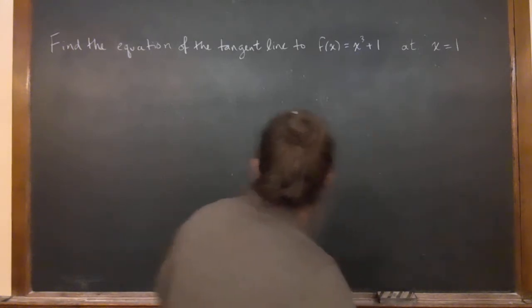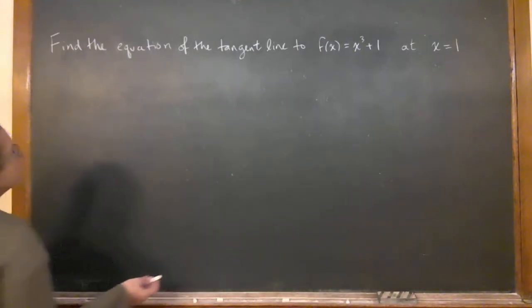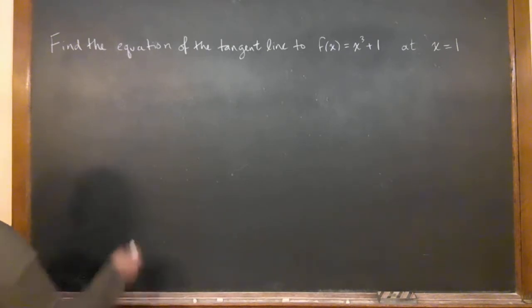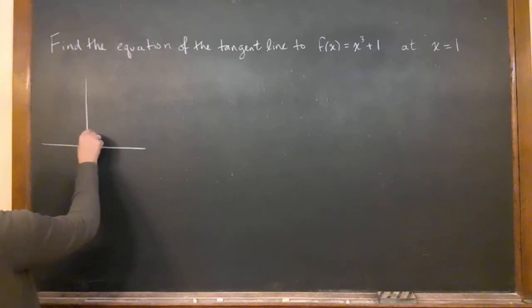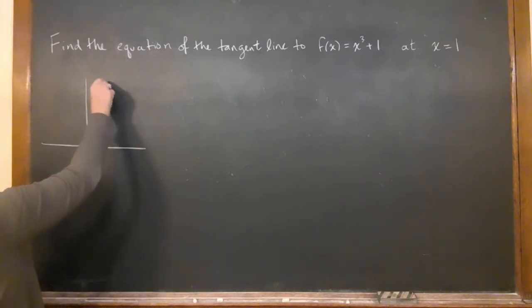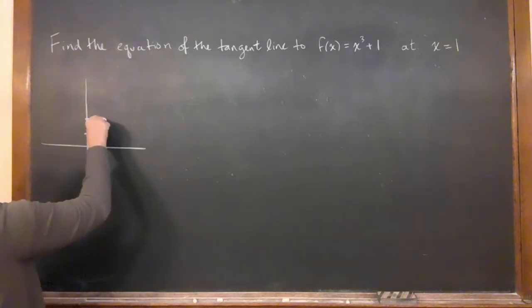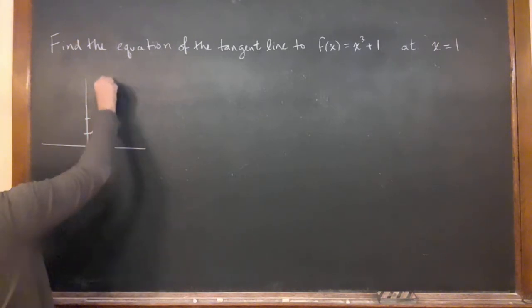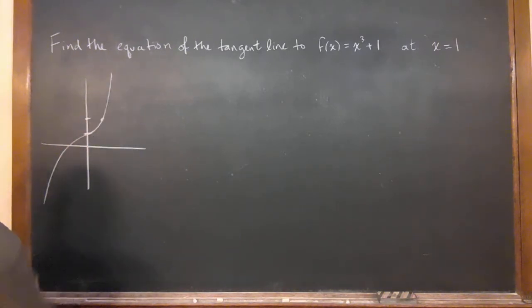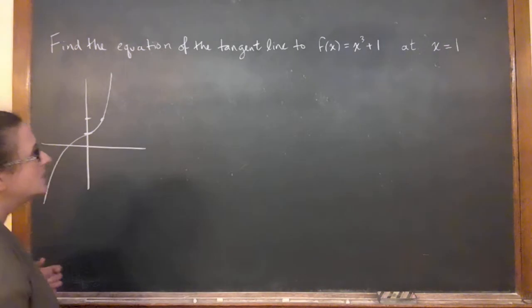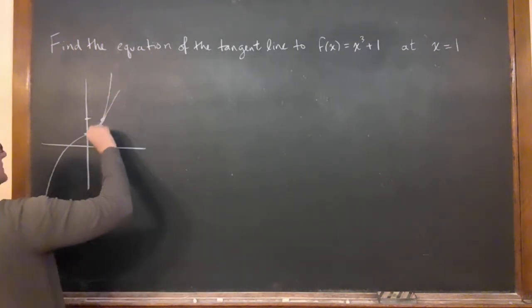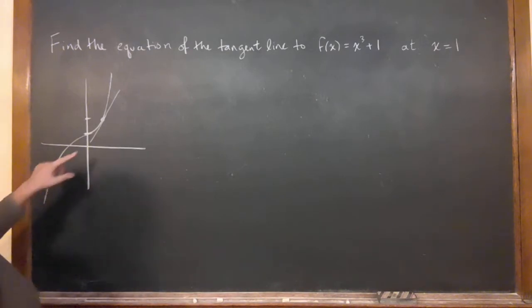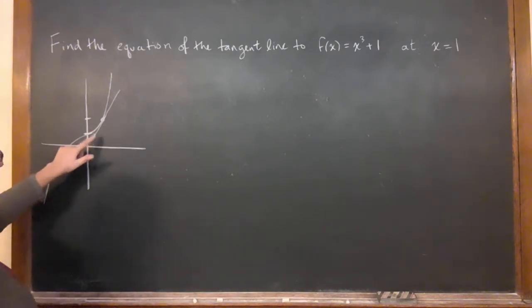So if I think about what this looks like, I don't even need to draw a picture to do this problem. But I am going to draw the picture just so that we get a little bit used to thinking about what this stuff looks like. So here's my curve, and my tangent line is going to be there. I need to find the equation for this tangent line.